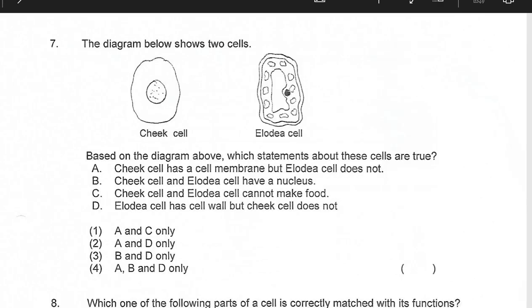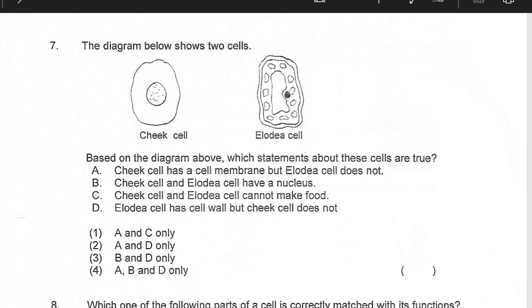Two cells. You have an animal cell and something that looks like a plant. If you don't know what an elodea is, looking at the shape, you know that it is a plant, whereas the circular one should be an animal cell. Okay, let's take a look at the statements. We want to see which are true. Cheek cell has a cell membrane. Elodea doesn't have. Plant cells have a cell wall. They also have a cell membrane. Every house will have a door. Cell membrane is the door.